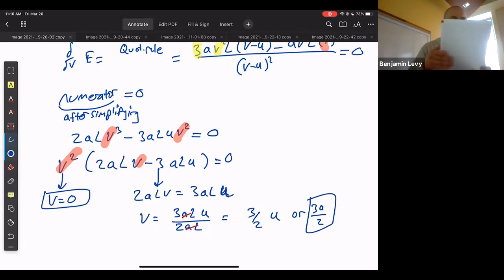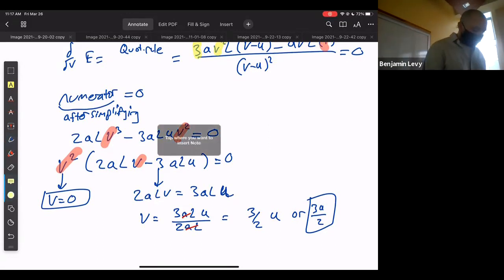Trying to read the problem again. Minimize the energy. Anyway, questions before I say something else? We got those numbers? That's a U. My U's are terrible right now. That's a 3U over 2.